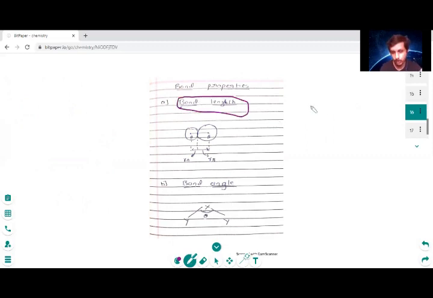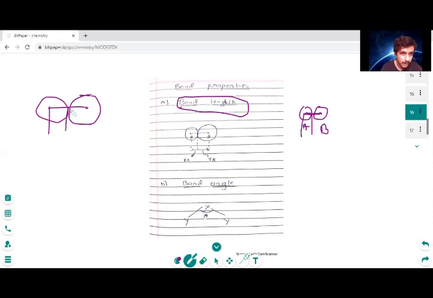We have seen a bond is formed between 2 atoms like this, and there is a distance between the nuclei. This is the nucleus of atom A, this is atom B, and there is a distance between these 2 nuclei. This total distance is known as bond length. The distance between the nuclei is known as bond length. This is the total length of the bond, but when you take half of it, like here or here, it may not be exactly half.